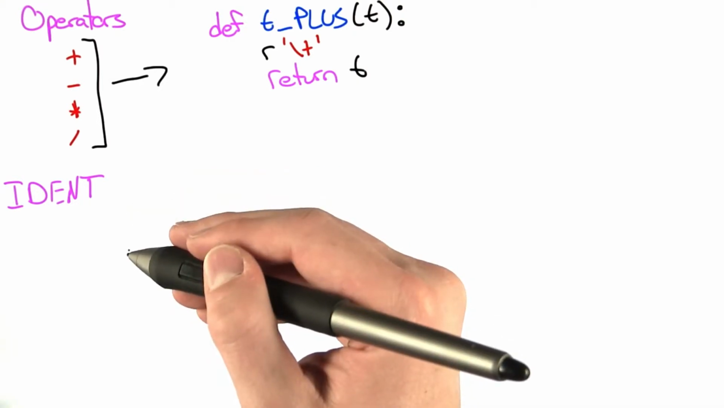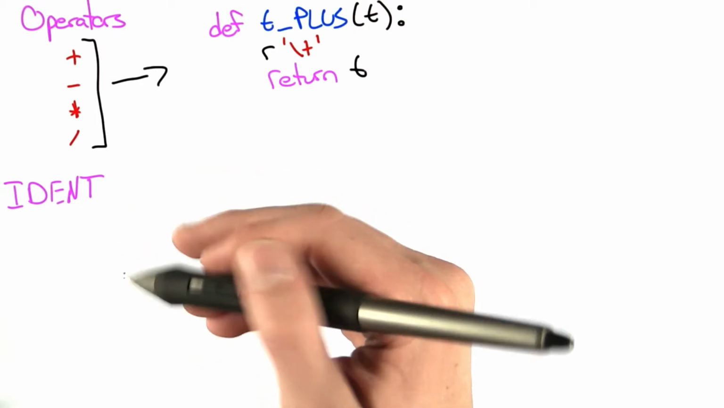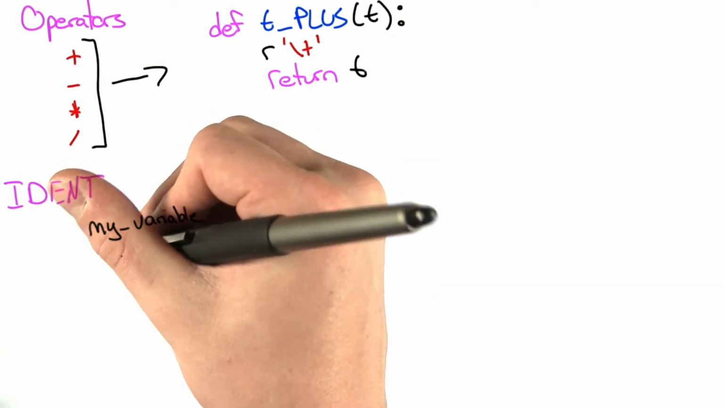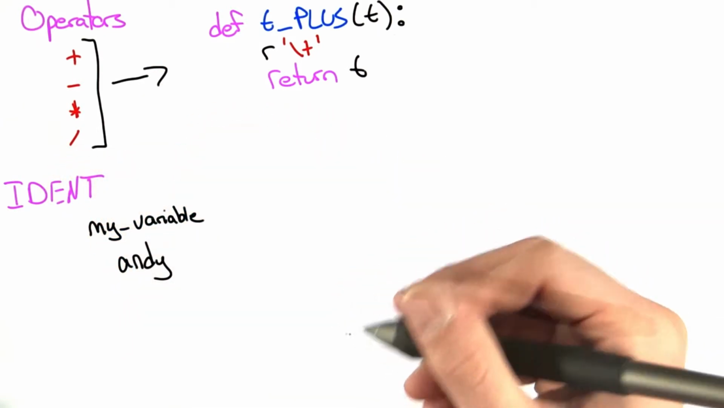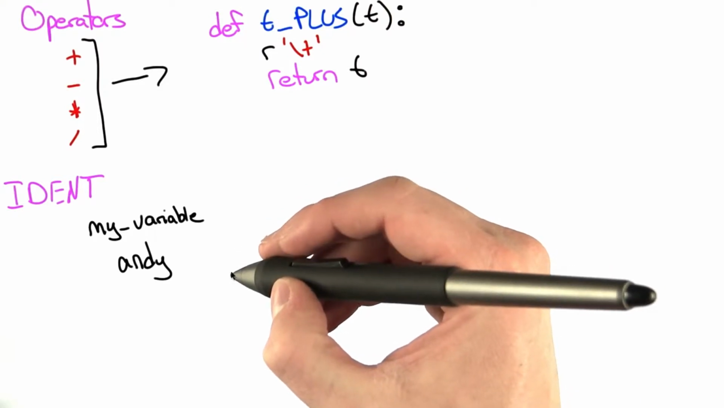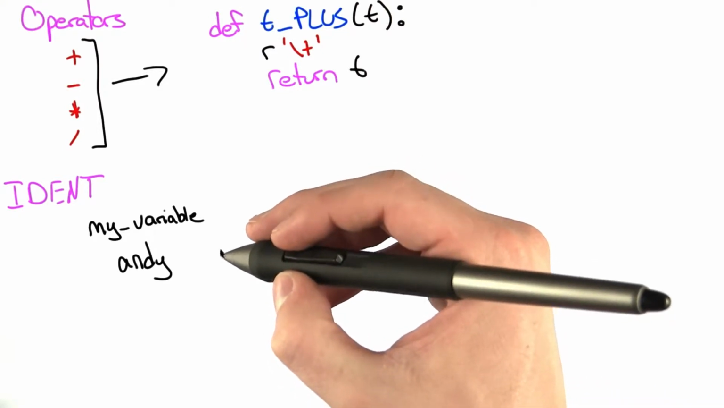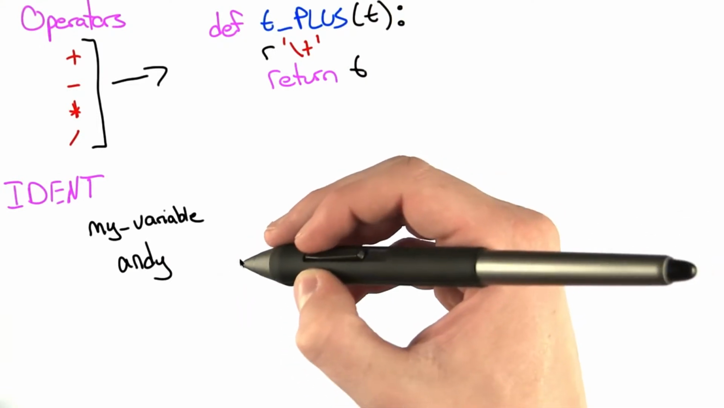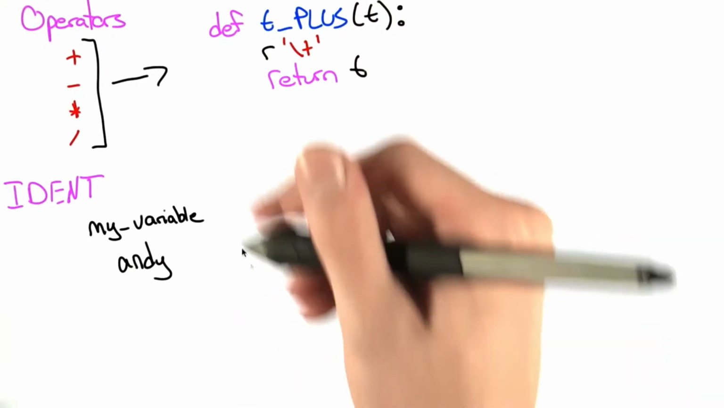In our programming language, this will be the names that we have for things. So it can be something like my_variable, or something even more interesting, like just the word Andy. More precisely, in our programming language, an identifier is a non-empty sequence of letters and underscores where the first character is not an underscore. So we can write our rule for that pretty simply.